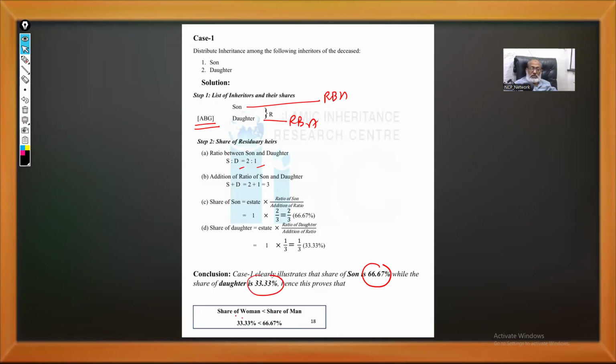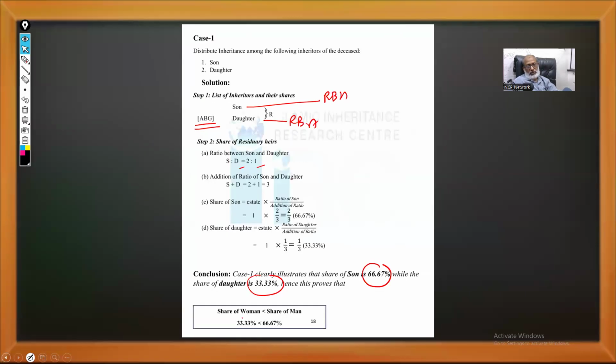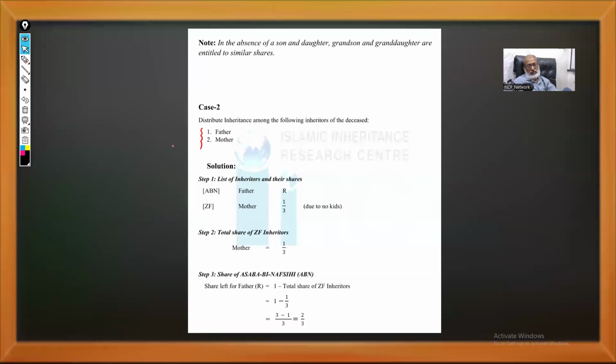So we can see that the share of the woman is less than the share of the man, but it's not always the case of the son and daughter. We can take another example. In that case, there is no son and no daughter, but only father and mother. So if there is no child, then the share of the mother is 1 by 3.